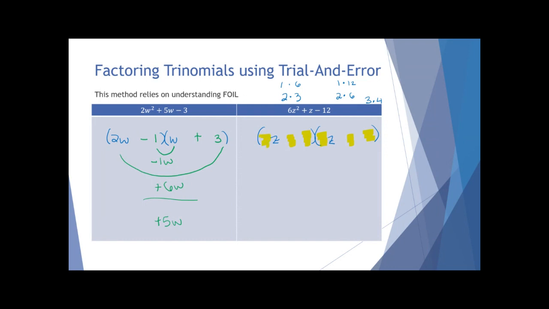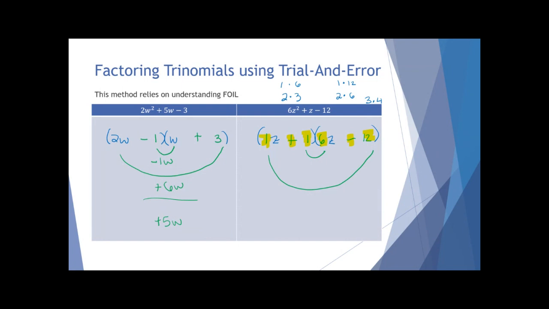I want to go to the pen. Okay, so let's just say I use 1 and 6 for my z's. So now I have to multiply the insides and the outsides here. And then let's just guess 1 and 12. And now I have to pick signs. So let's say I just do plus and minus.